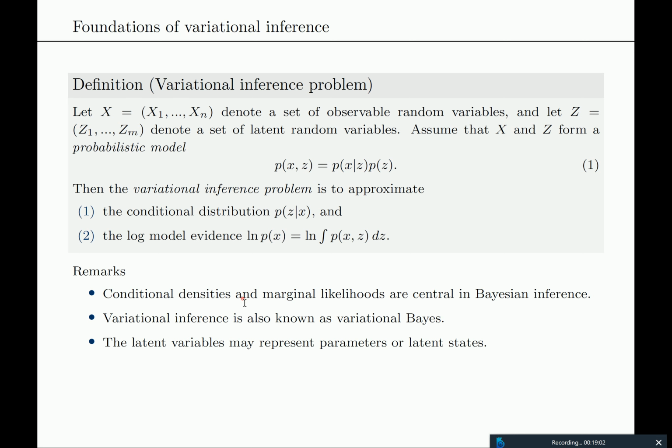That's what I said. The latent variables can be parameters or latent states, and usually this joint distribution is described in terms of a PDF rather than a PMF. That was that. Any questions about this?